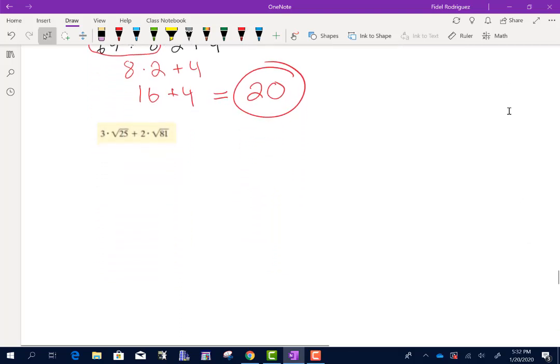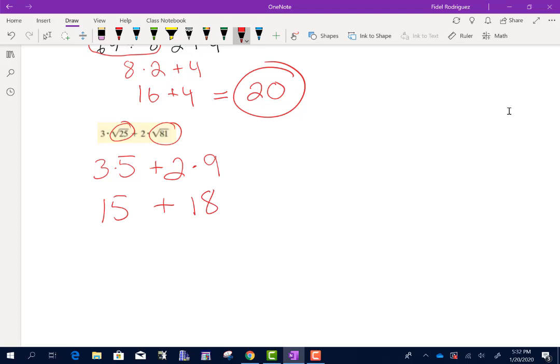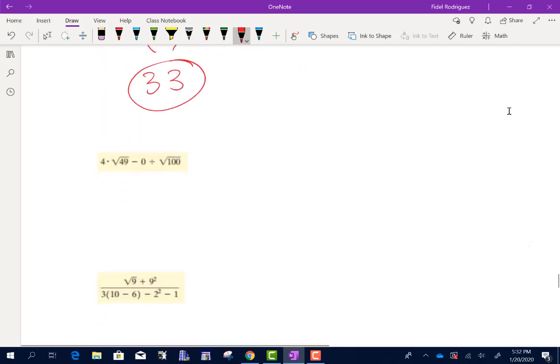Let's try the next problem. Again, I don't have any parentheses, but we do have square roots. So let's go directly to step number 2. Well, the square root of 25 is 5, plus 2 times the square root of 81, which is 9. So 3 times 5 is going to leave us with 15. 2 times 9 is going to leave us with 18. And finally, when we add those two together, that should leave us with 33, right?